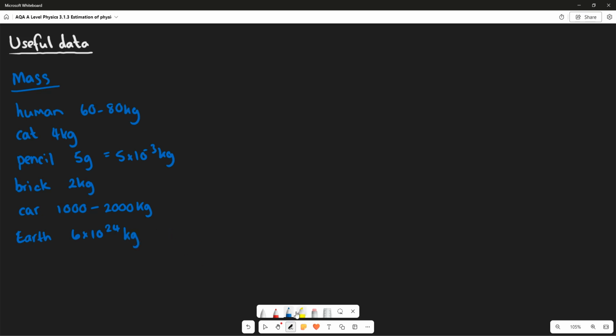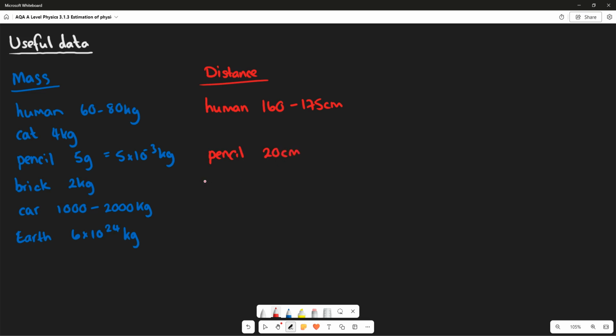All right, let's have a look at another type of measurement. So we've got mass. Let's have a look at distances. I'm going to change colour. Okay, distances. So we talked about human mass. Let's talk about human height. The average across the world for males and females is between 160 and 175 centimetres for an adult. We talked about a pencil before. Let's look at a pencil again. The length of a pencil is about 20 centimetres.